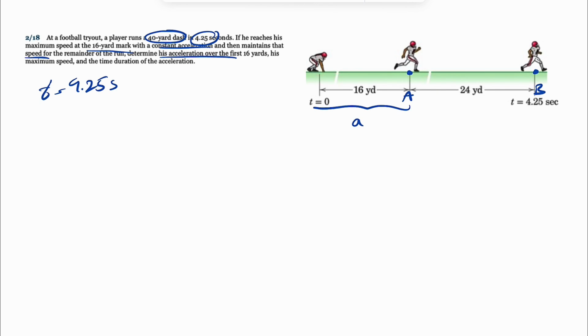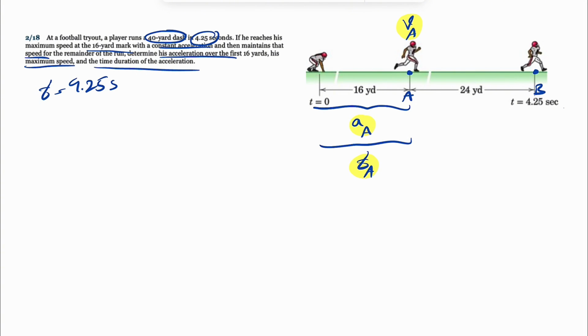So the question is asking for the acceleration over this distance. We can show it with AA, and we need to find the maximum speed that he reaches, which we can call VA, and the time duration of the acceleration, which we're going to call TA. That's pretty much everything we need to figure out. I'm going to highlight the values: the maximum velocity at A, the acceleration over the first 16 yards, and the time it takes from 0 to A.